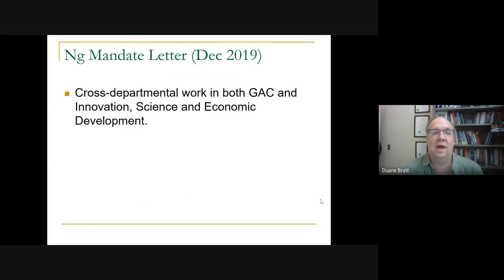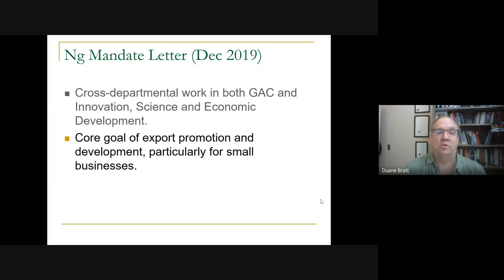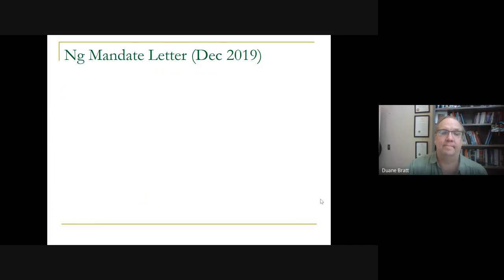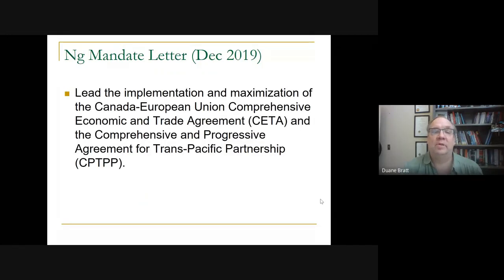She is to work with multiple departments, and you can see working with innovation, science, and economic development, as well as with her partners in Global Affairs Canada, like the foreign minister. Core goal is export promotion, particularly small businesses. Often it's only large businesses that are involved in international trade, and the Canadian government has wanted more medium-sized and small businesses to also trade. She's to lead the implementation of CETA as well as the CPTPP.